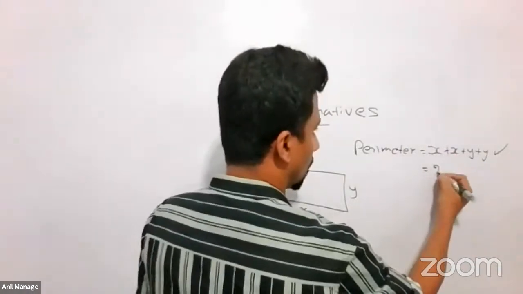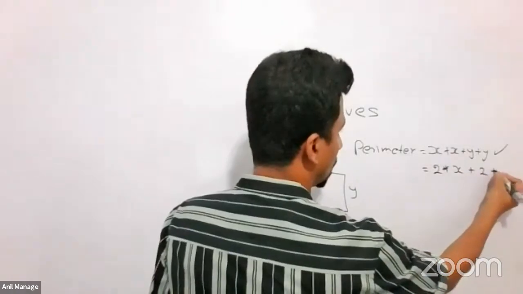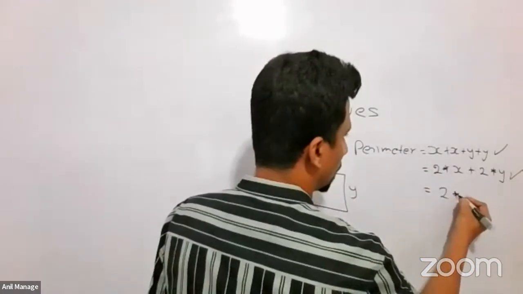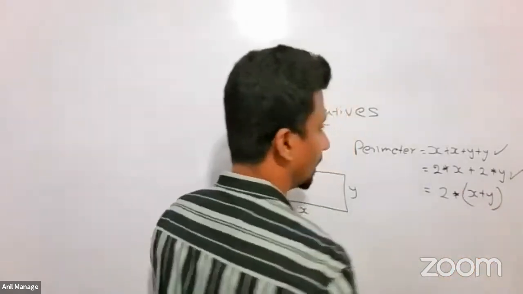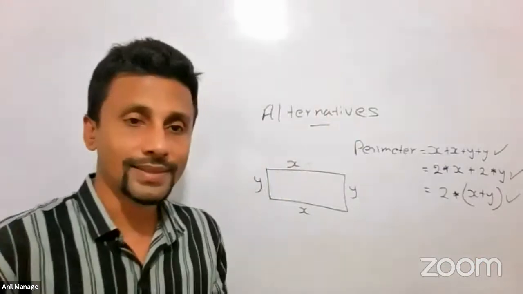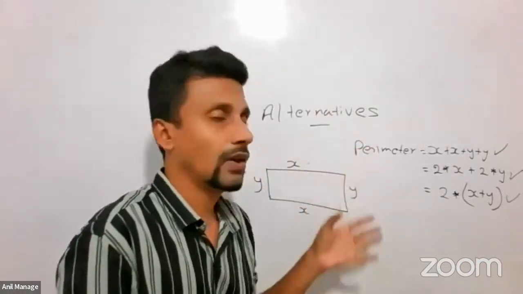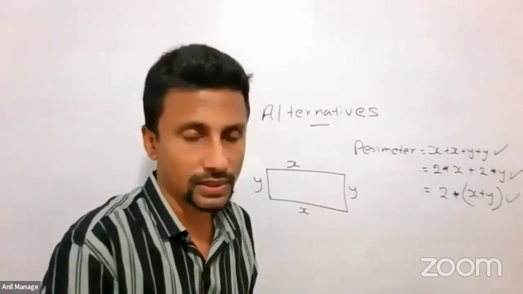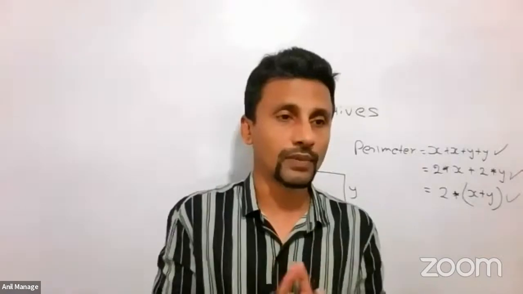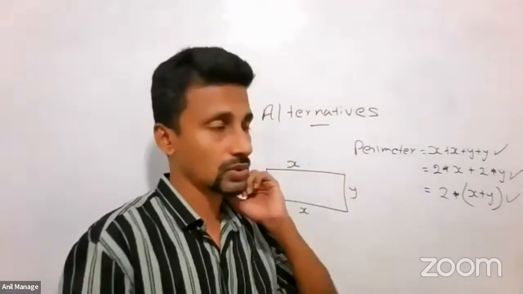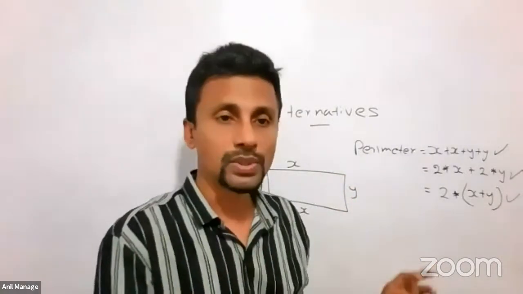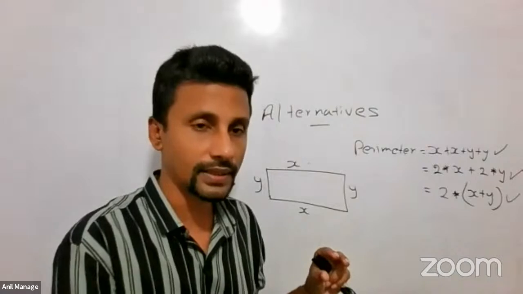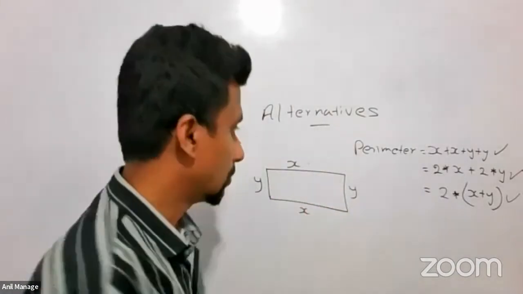Again, someone else can tell 2 into X plus 2 into Y. So that is also correct. Another one can tell 2 into X plus Y. That is also correct. Now, when you take the same problem, you have three different ways of solving that. So that is known as alternative solutions. When you get a problem, if you have different ways of making the solution, those solutions are called alternatives, right? So that is the second thing that you have to understand from this unit, alternative solutions.